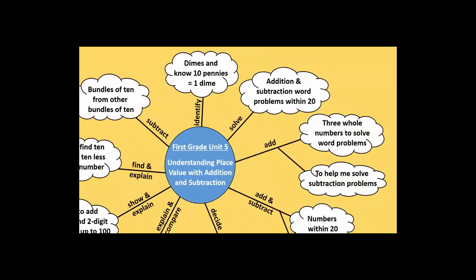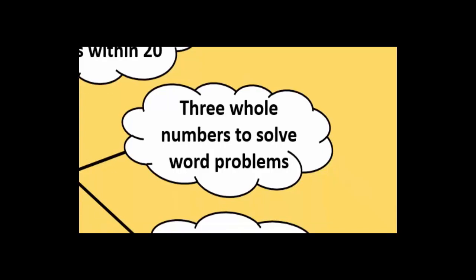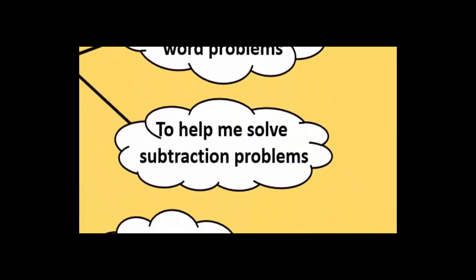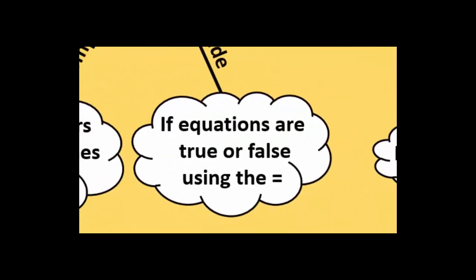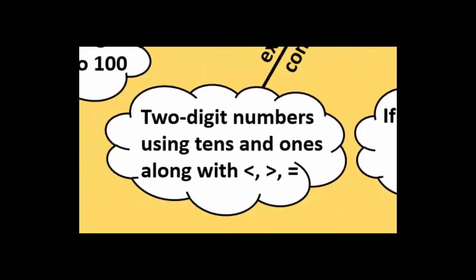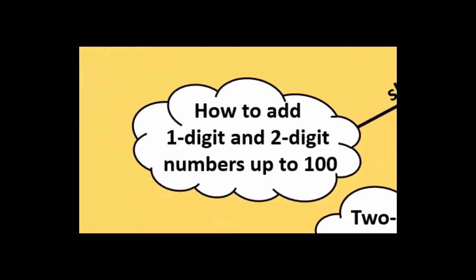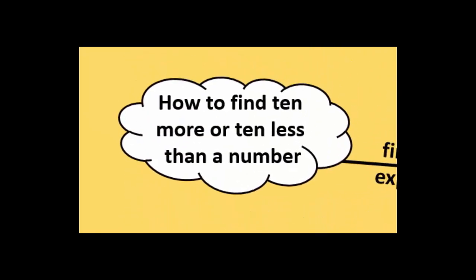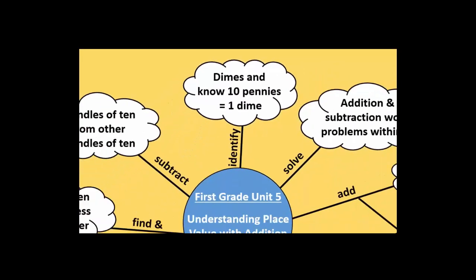During Unit 5, first graders will solve addition and subtraction word problems within 20, add 3 whole numbers to solve word problems, add to solve subtraction problems, add and subtract numbers within 20 with fluency to 10, decide if equations are true or false using the equal sign, explain and compare 2-digit numbers using tens and ones along with the symbols, show and explain how to add 1-digit and 2-digit numbers up to 100, find and explain how to find 10 more or 10 less than a number, subtract bundles of 10 from other bundles of 10, and identify dimes and note that 10 pennies is equal to 1 dime.